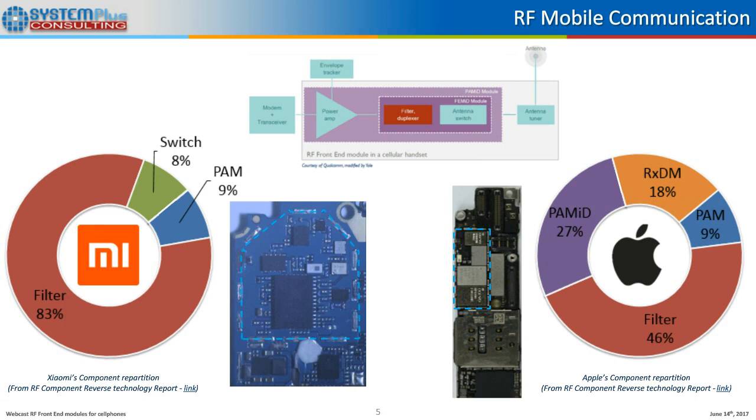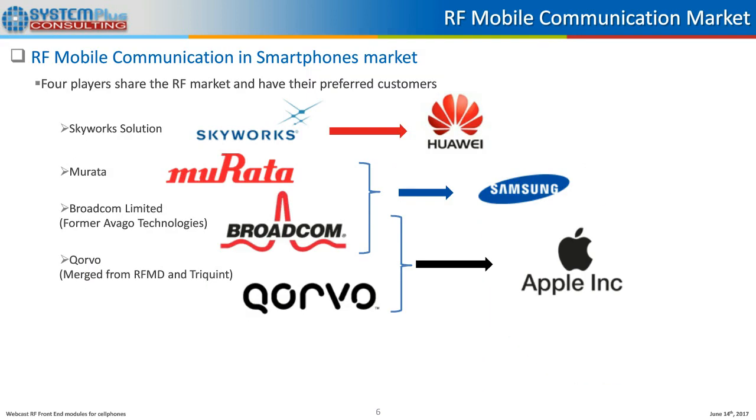So, in the market of the front-end module, we can find several actors depending on the frequency band, the performance of the product, and the affinity between the seller and the buyer. Usually, Skyworks provides solutions to Huawei, Murata and Broadcom supply Samsung, and Apple sourced its FEM from Broadcom and Qorvo.